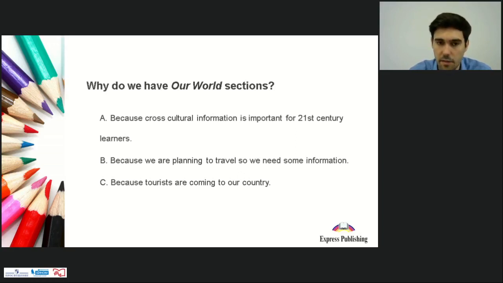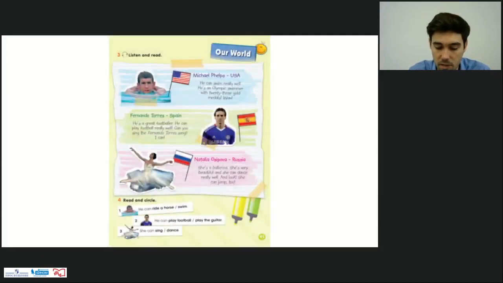So this is why the answer for this would be A. Cross-cultural information is important for 21st century learners. It enables the learners to make links between cultures in other countries and their own countries. And in this way they can help foster some key skills for 21st century learning.